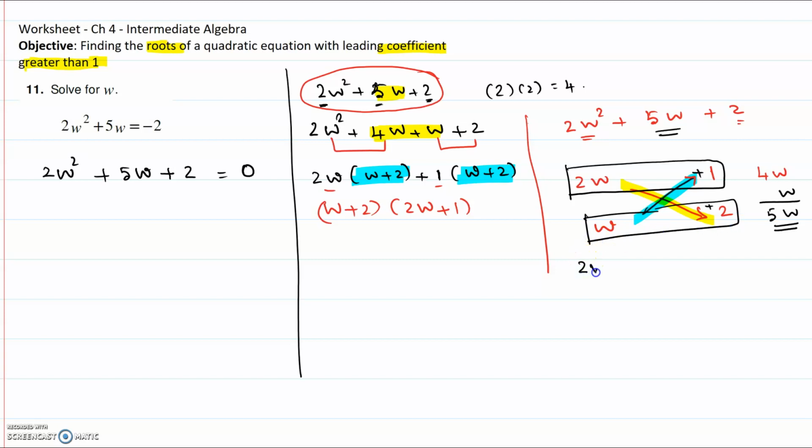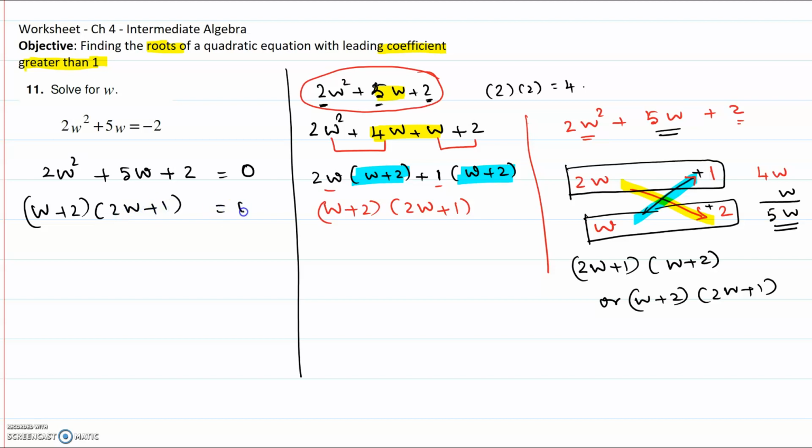So the first box is 2w plus 1. The second box is w plus 2. Or it is w plus 2 times 2w plus 1. In either method, you notice that the factors of the left hand side of this equation are w plus 2 and 2w plus 1. Set that equal to 0. So when you have two parentheses equal to 0, either the first one is 0 or the second one is 0.